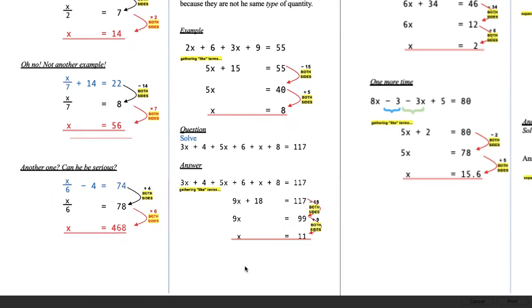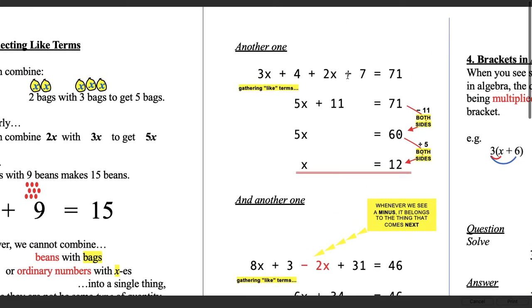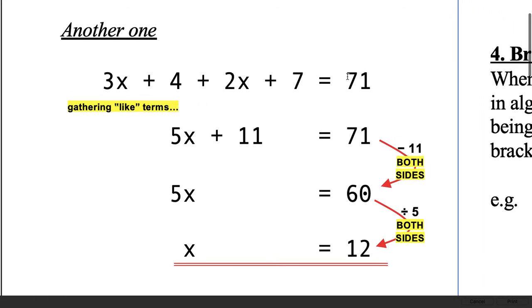Okay, so that's that bit, and moving on. A few more examples. So 3x plus 4 plus 2x plus 7 equals 71. Gathering like terms, 3x and 2x give you 5x, 4 and 7 give you 11. So that's the same as 5x plus 11 equals 71. I'd like to get the 5x bit on its own. So I want to get rid of the 11. So I need to take away 11. But because an equation is like a balance, I've got to do that to both sides. So taking away 11 from both sides, you get 5x equals 60.